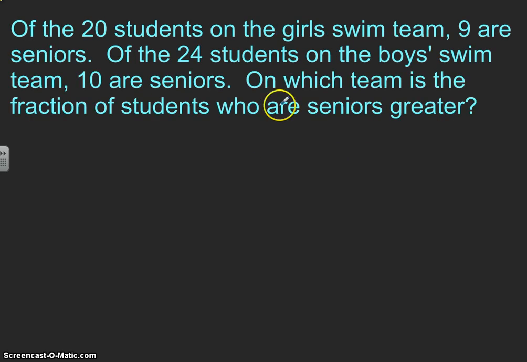Look at one more. Of the 20 students on the girls' swim team, 9 are seniors. Of the 24 students on the boys' swim team, 10 are seniors. On which team is the fraction of students who are seniors greater? Well, make fractions. 9 out of 20, and then I've got 10 out of 24.